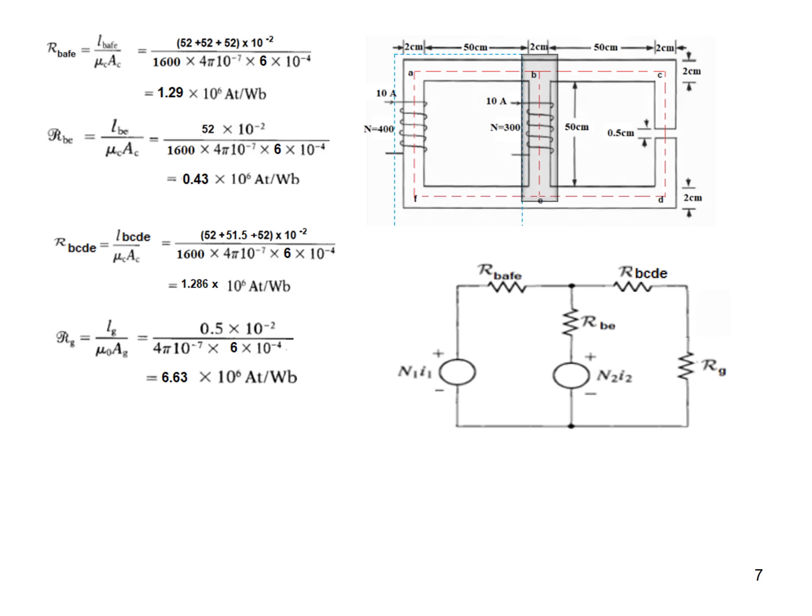And finally the air gap. Air gap length is 0.5. So we write 0.5 into 10 raised to the power minus 2. The denominator formula changes since it is air. So we will now write the permeability of the air instead of core. So it is 4 pi 10 raised to the power minus 6. And AG, the area of cross section of the air gap, is same as the area of cross section of the core. So that is 6 into 10 raised to the power minus 4. And we get answer 6.63 10 raised to the power 6.